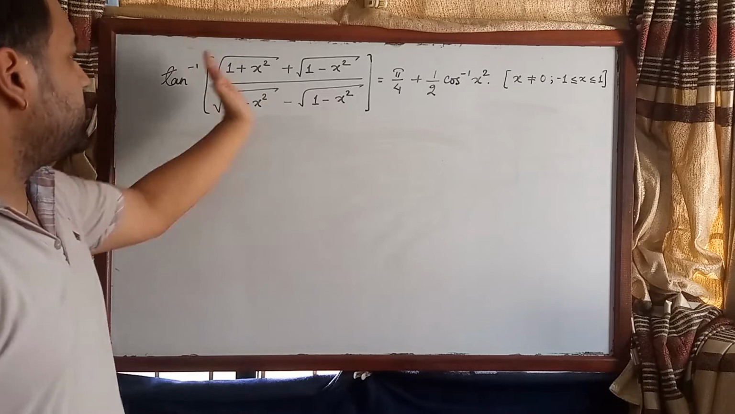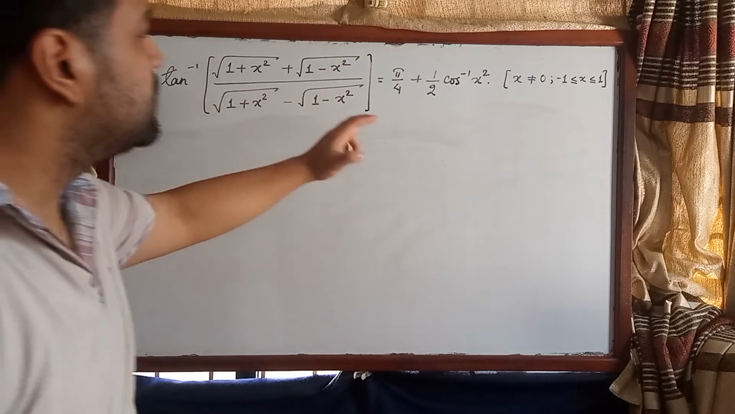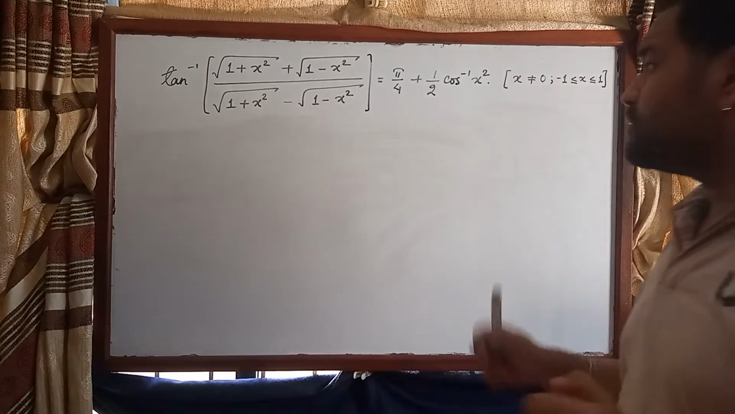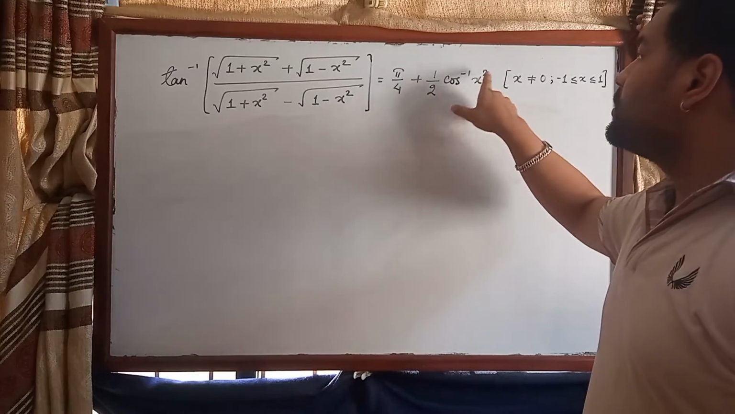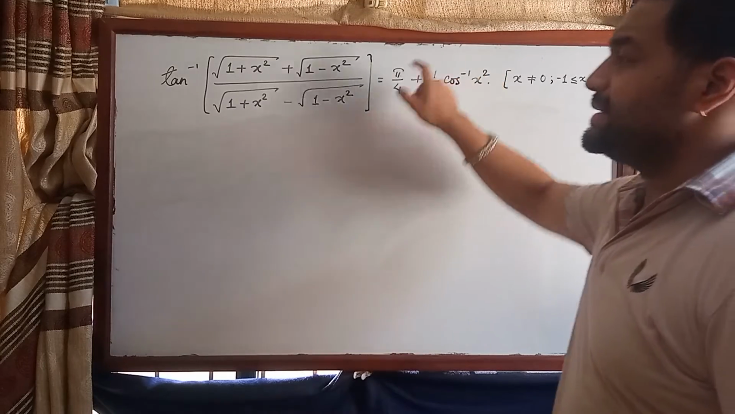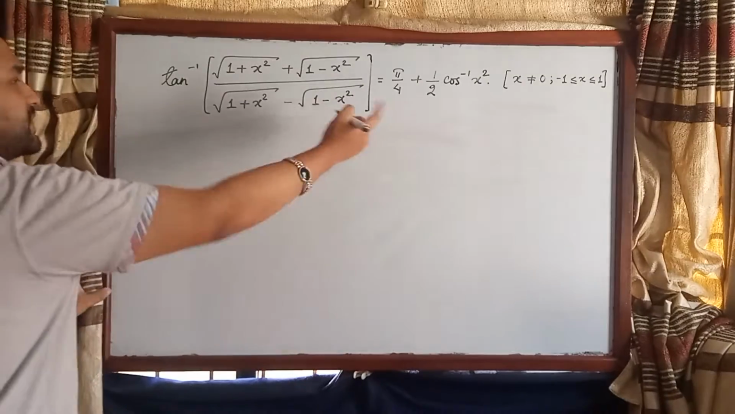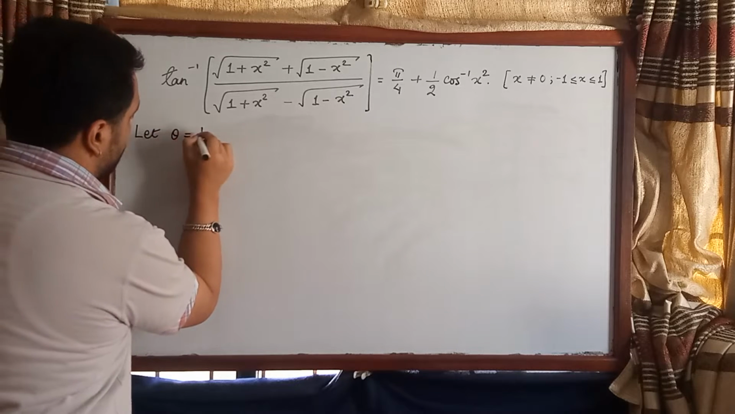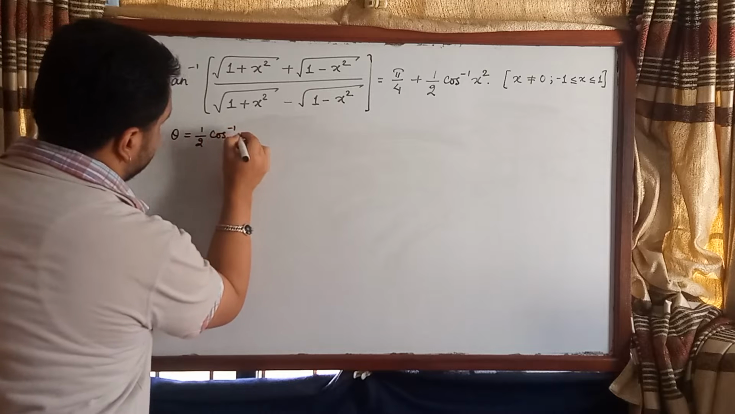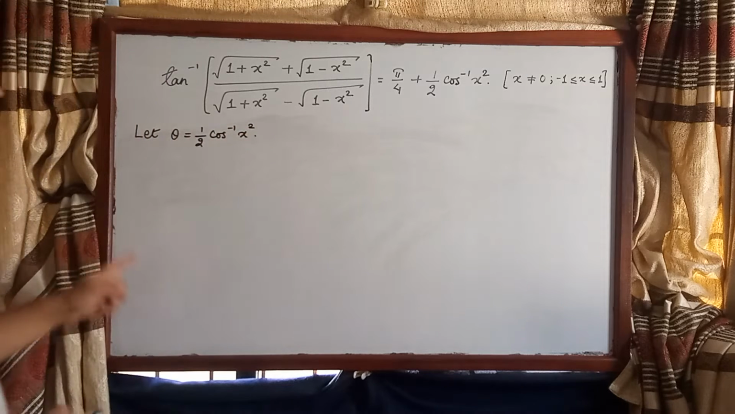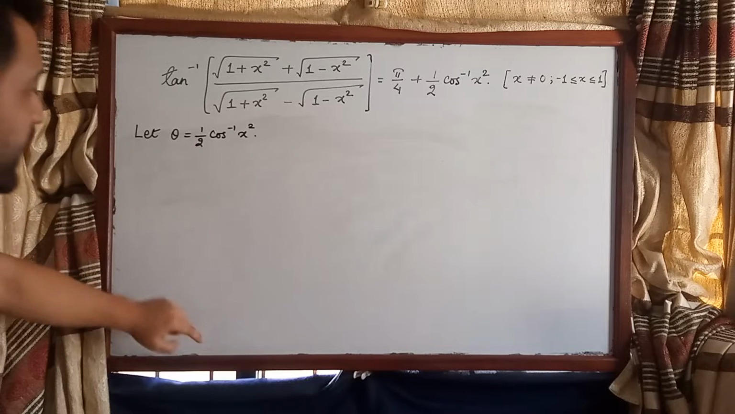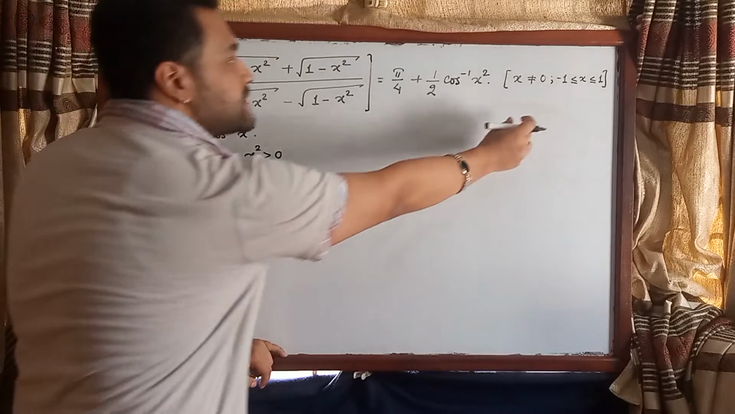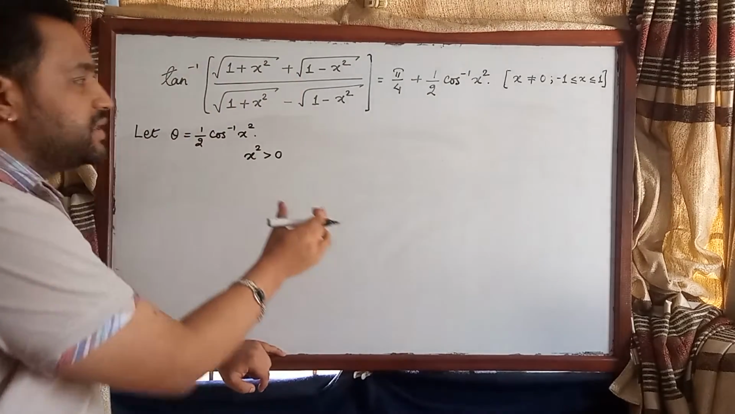This can be simplified, okay, under certain conditions, but intuitively, this looks pretty much weird. Now, let's suppose that this is theta, okay? So, let theta be equal to half cos inverse of x squared. Now, cos inverse of x squared. Now, x squared is positive. Not even 0 because x is not equal to 0. Okay, x squared is positive.